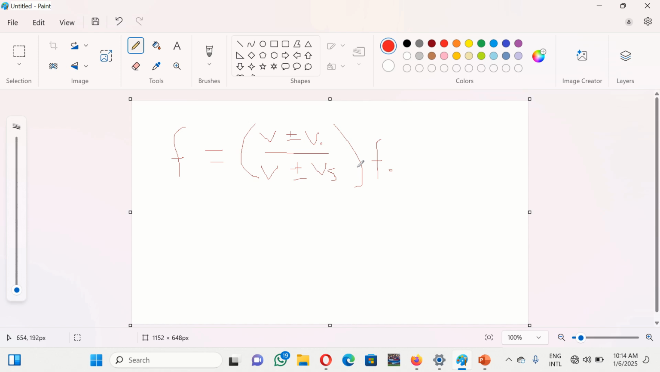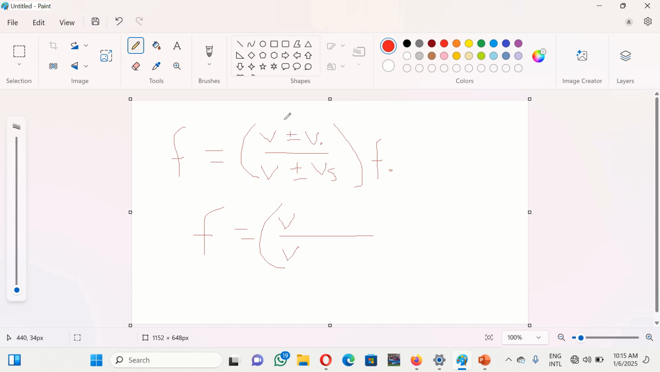Let's look at the first one that we have: a stationary observer and a stationary source. This means that the velocity of the observer and the velocity of the source is zero. So we can rewrite that formula as F is equal to V, the velocity of sound in air. No matter the situation, you will still have these two V's in the formula, where we have V over another V.